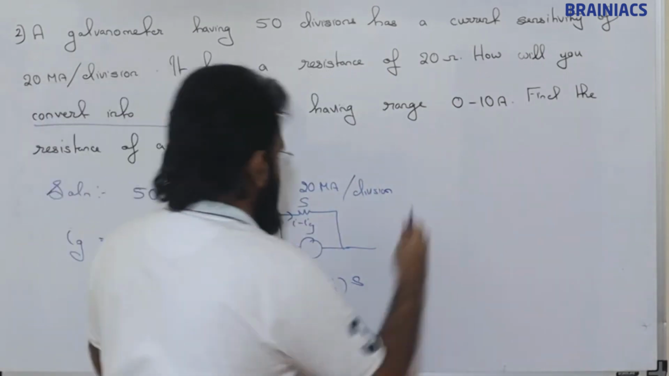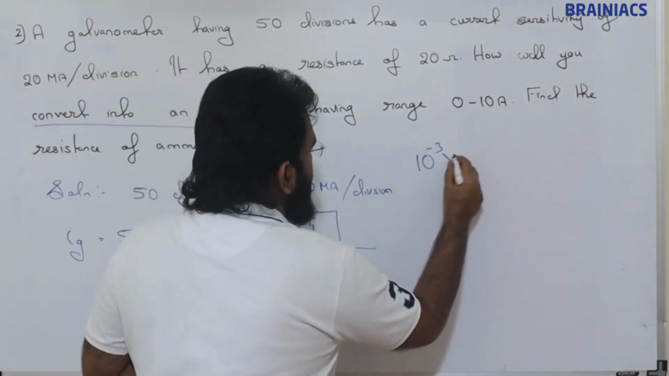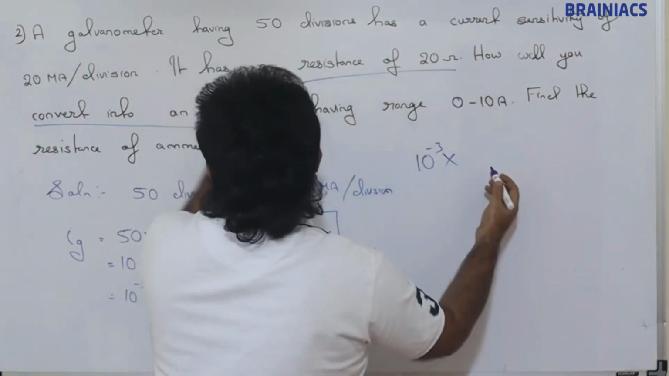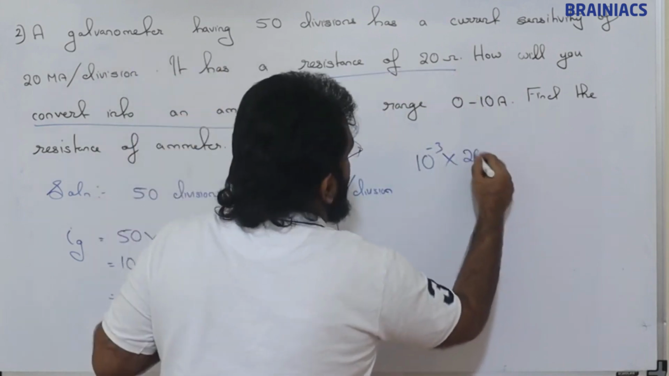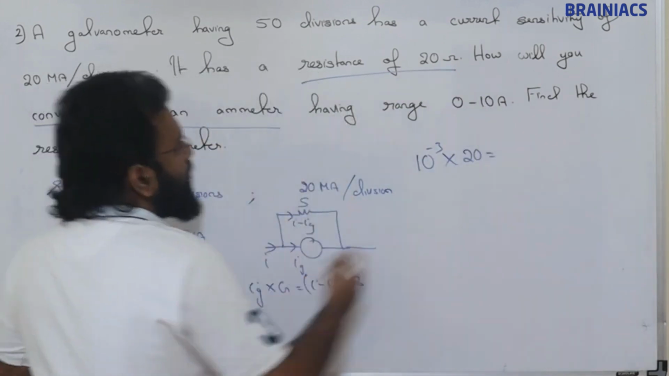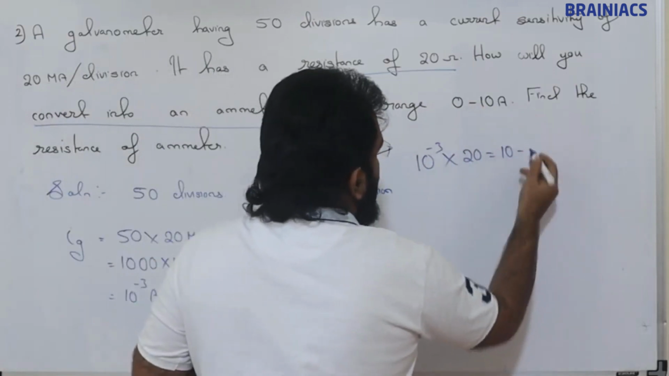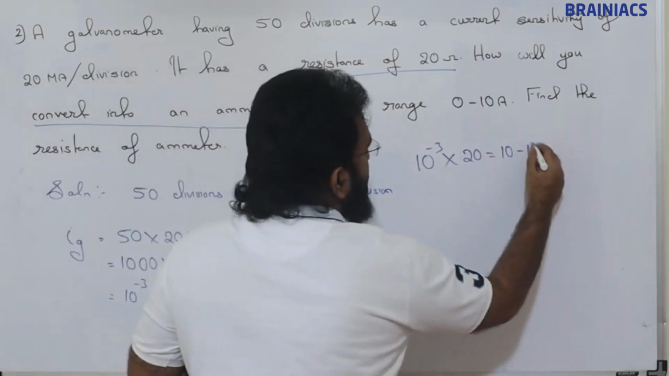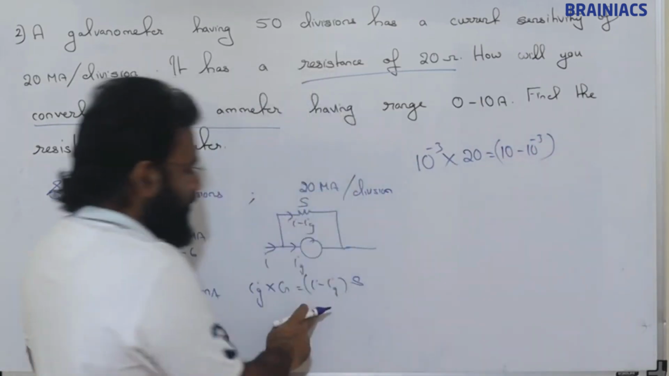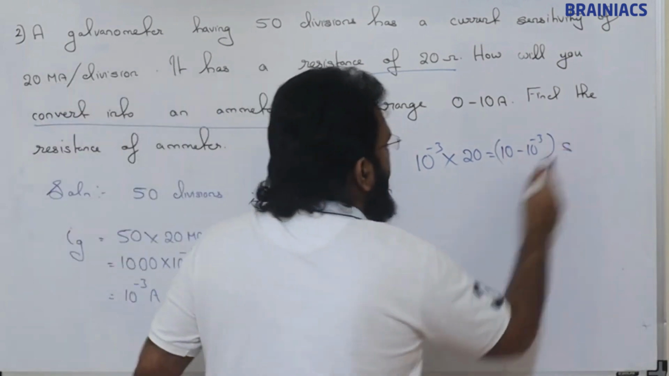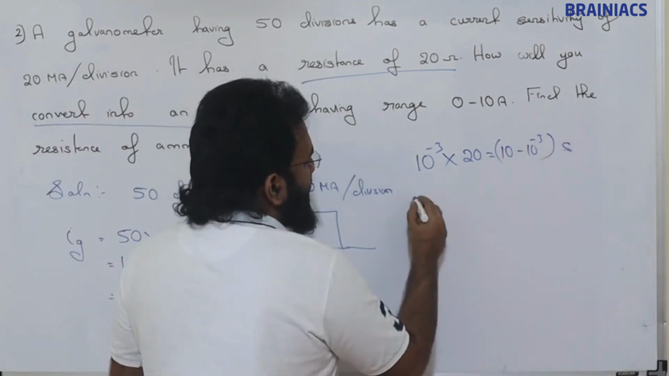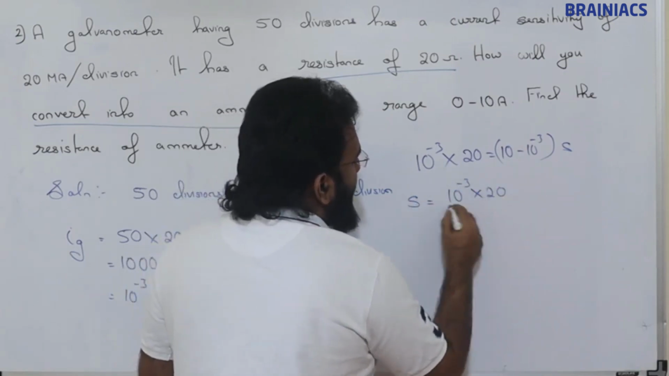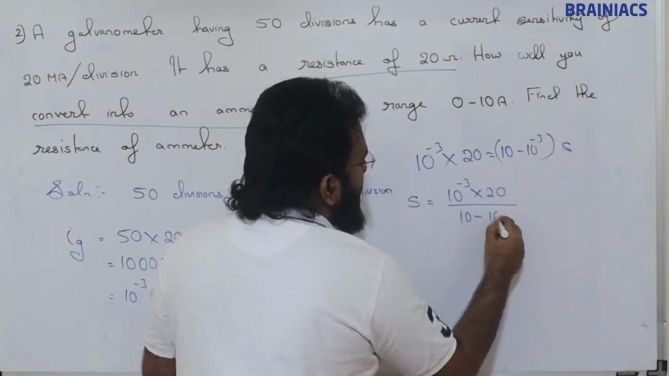So Ig is 10 raised to minus 3, into G is this resistance. The galvanometer has a resistance of 20 ohm. This is the maximum current which will be passing through the circuit, minus 10 raised to minus 3 is Ig into S. S we need to find. So S is equal to 10 raised to minus 3 into 20 divided by 10 minus 10 raised to minus 3.